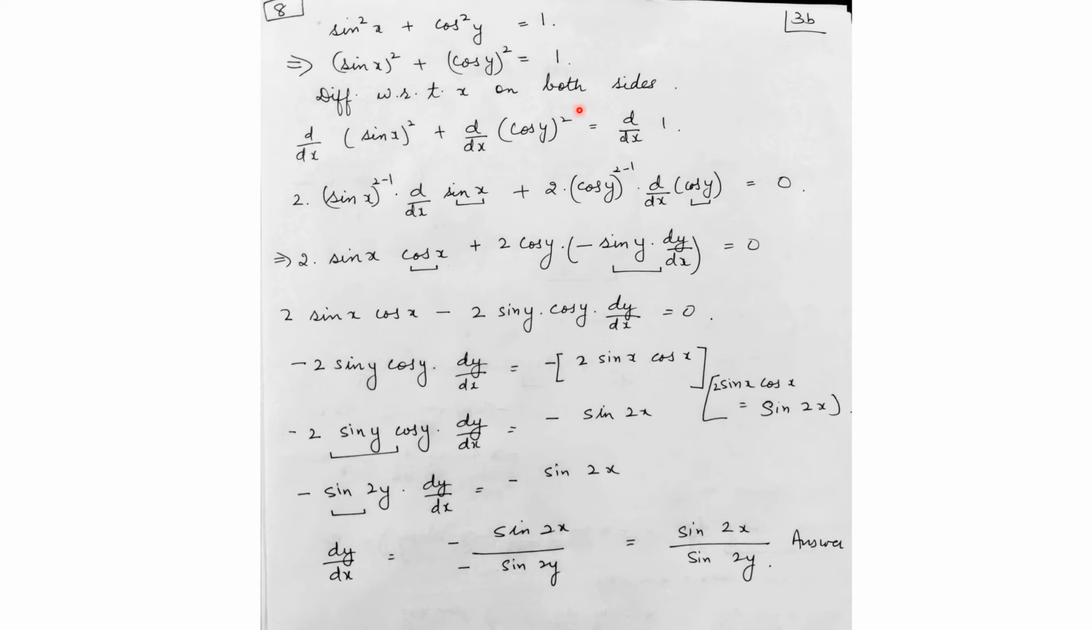Differentiating with respect to x on both the sides, we will get d by dx of sin²x plus d by dx of cos²y is equal to d by dx of 1. Now this will be solved in the similar way as we did in the previous question. You will get 2 into sin x power 2 minus 1 into d by dx sin x. So whatever is in the bracket, its derivative will be taken separately, right?